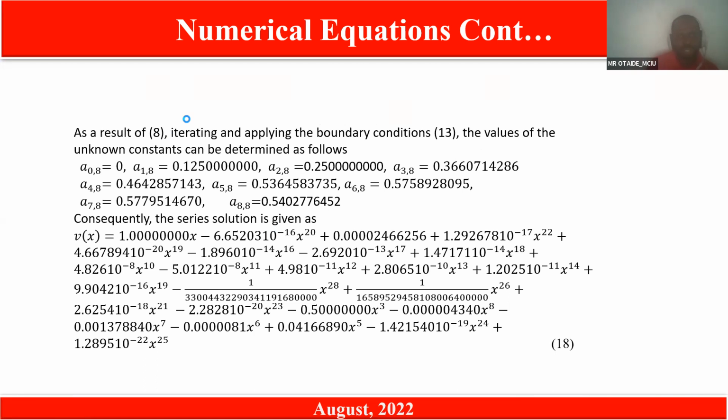The few Bernstein polynomials are listed for this work, and applying the boundary conditions 13 for this particular problem, we get the values of the unknown constants, a0 to a8. After getting these constants, when they are put back into the solution, it gives us what we call the series solution of this problem. This is the series solution of the problem considered. All these things are done using Maple 18 software to generate the solution.